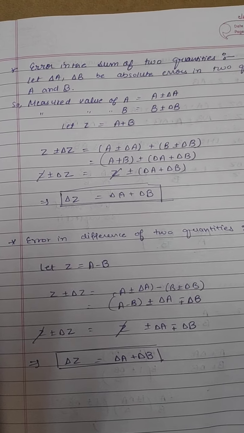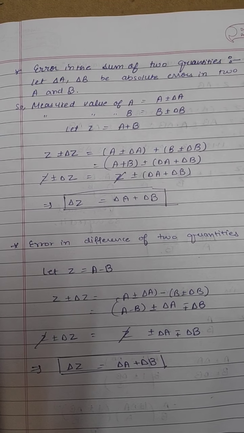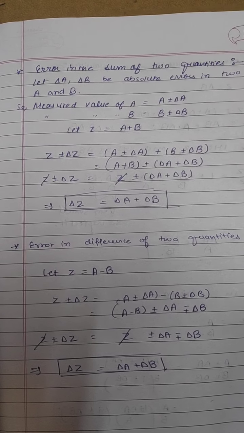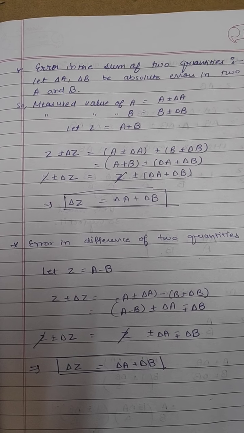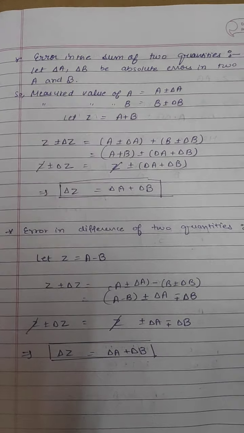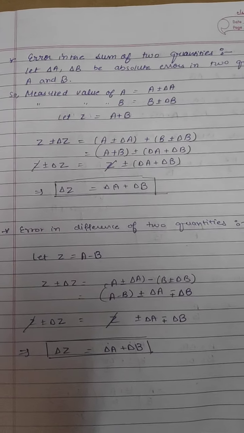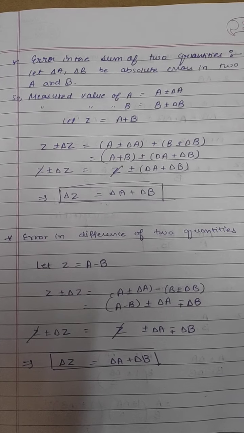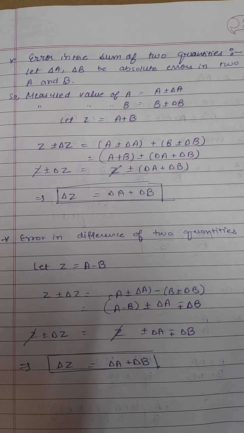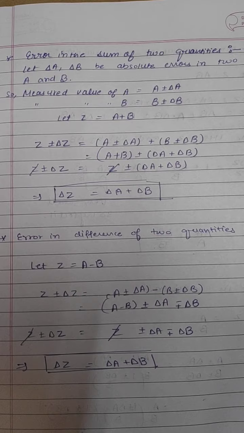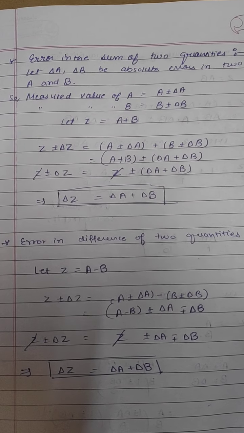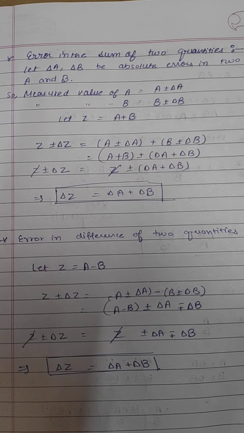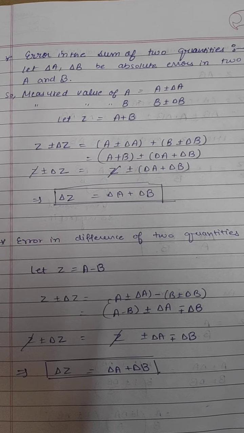Let us take the sum. How can it be represented in terms of error? Z plus minus delta Z. This is the representation of any physical quantity with the error included. Then we'll substitute all the values. What is Z here? Z is A plus B, and it can be written as A plus minus delta A, and B plus minus delta B.